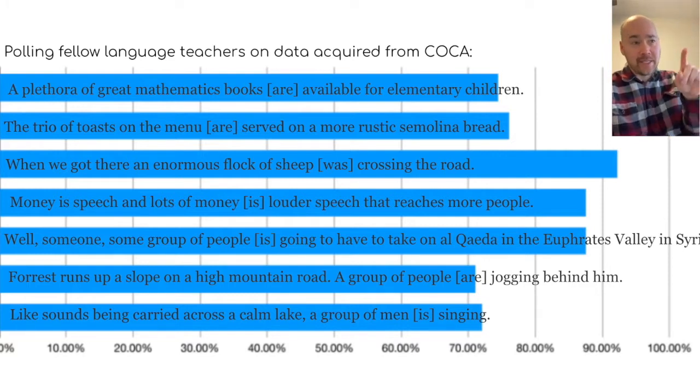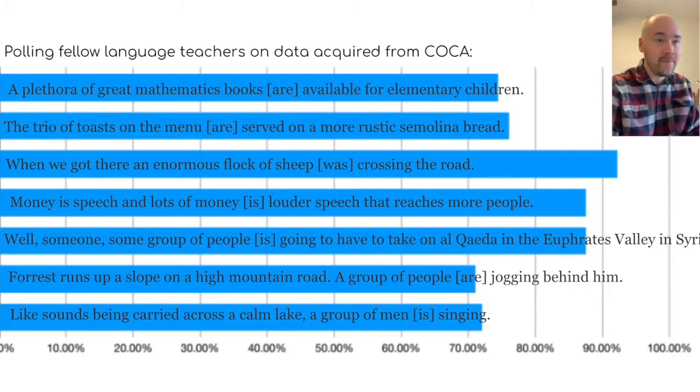So the sentence originally looked like, for example, a plethora of great mathematic books are available for elementary children. And when I asked my Twitter followers, I blanked out are, and I just said, which be verb would you use there? So you see these sentences as they were originally written in COCA, except I put square brackets around the verb. And then the blue bars underneath them are how many of the people who took my survey, and there were hundreds of them who took the survey, how many of them chose the singular verb, right? So how many of them chose is or was instead of are or were?